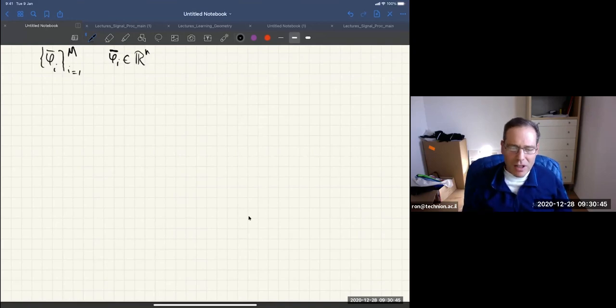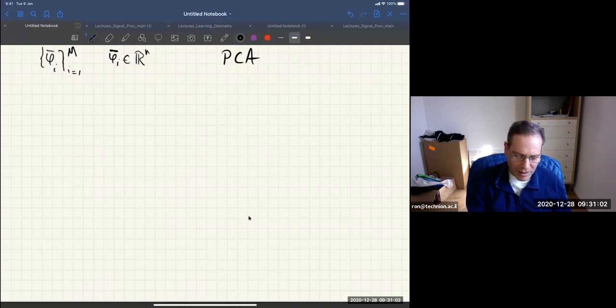So in the previous lecture, we talked about something which we called PCA, or principal component analysis. And what I would like to do now is refer to this problem from a more axiomatic point of view. It goes as follows. Assume that you have a set of vectors. So you have m vectors, each one of size n.